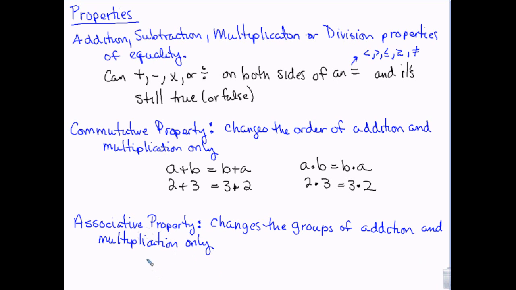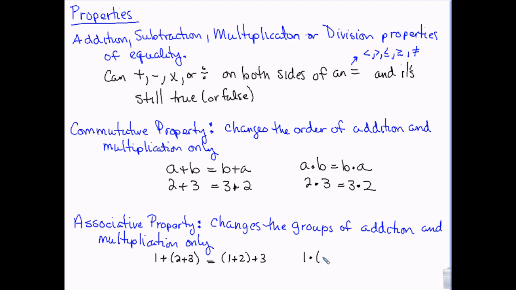Okay, so we're going to change the groups of addition and multiplication only. If I have 1 plus 2 plus 3, and 2 and 3 is a group, that's the same thing as if I put 1 and 2 in a group and then I add 3 to it. This is 1 plus 5, that's 6. This is 3 plus 3, that's 6.